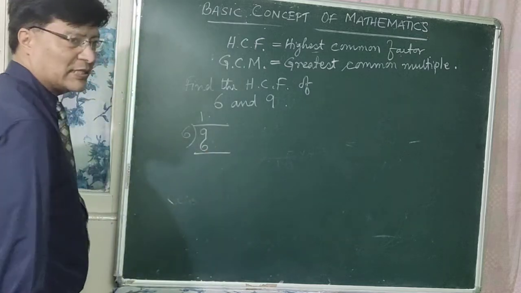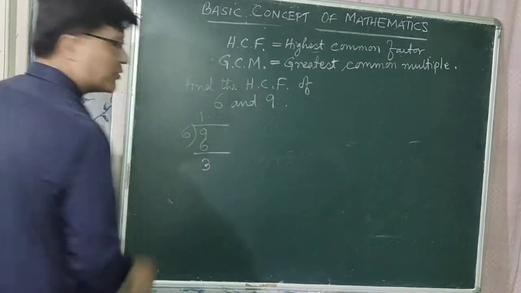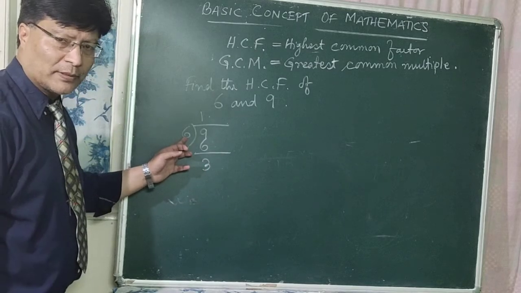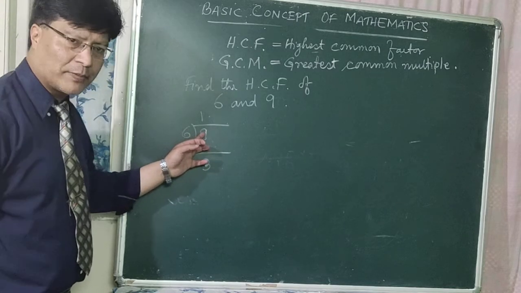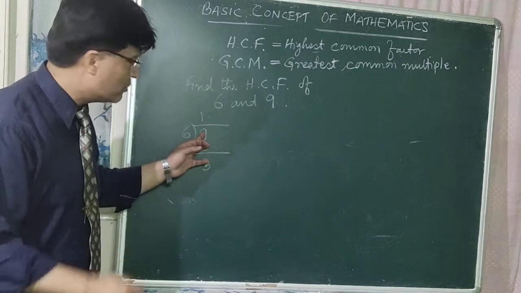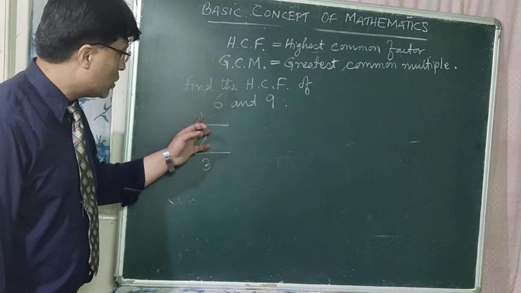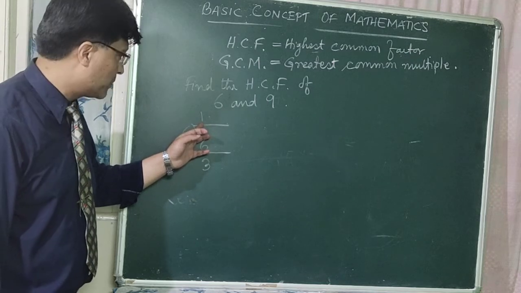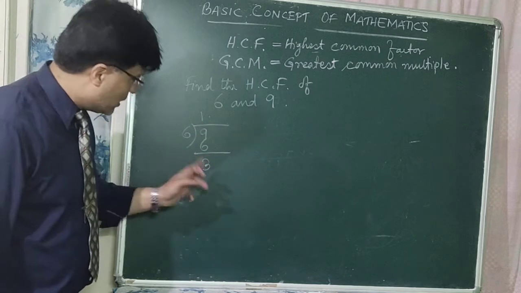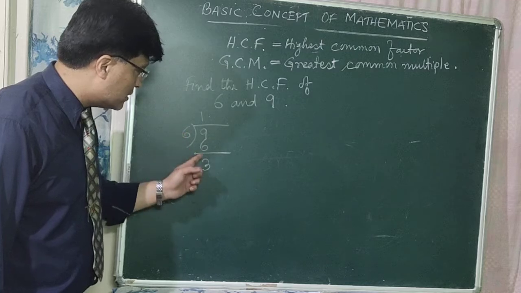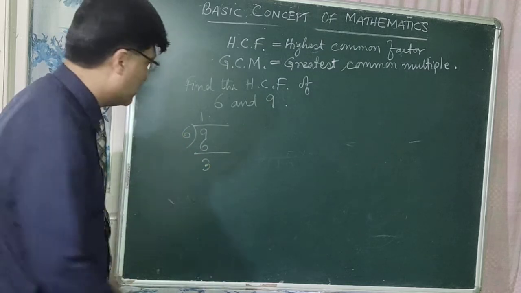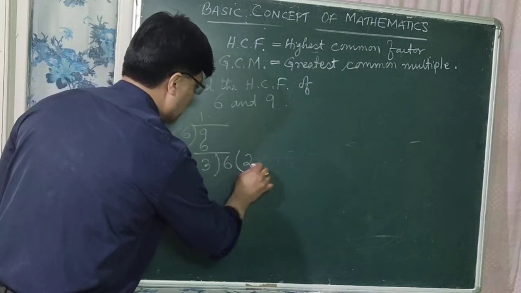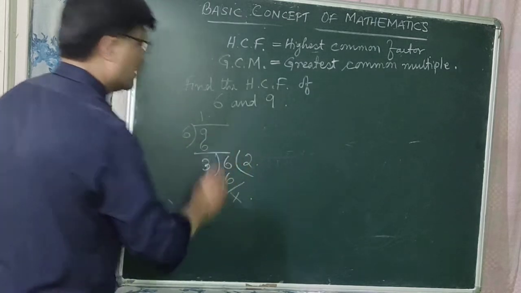Six ones are 6. The remainder is 3. So this is the remainder, this is your divisor. This 9, which we are dividing, we call the dividend. And this 1 that came here, we call the quotient. So remainder is 3. Again, you have to divide this divisor by this remainder. We divide 6 by 3 again. The 3 twos are 6.